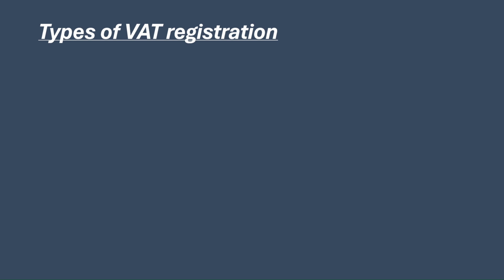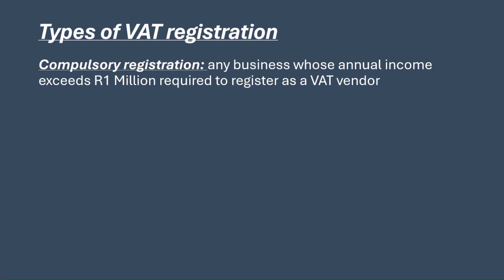Then we have the types of VAT registrations. The first one is the compulsory registration, right? With the compulsory registration, any business whose annual income exceeds 1 million rand is required to register as a VAT vendor, right? Not everybody is supposed to register to be a VAT vendor, but you need to make sure that in a year you make more than 1 million rand, right?